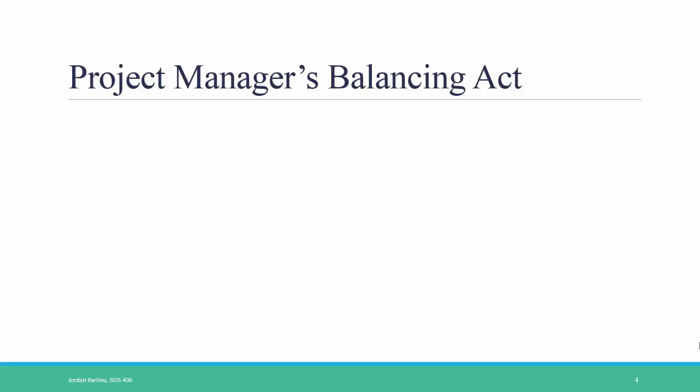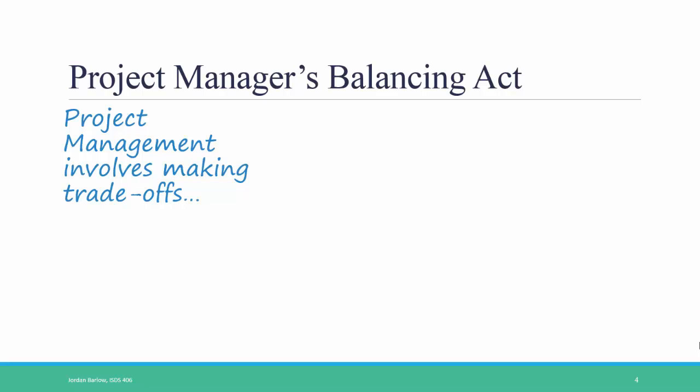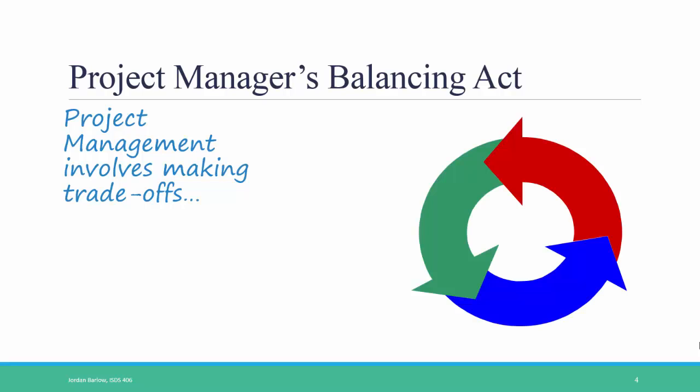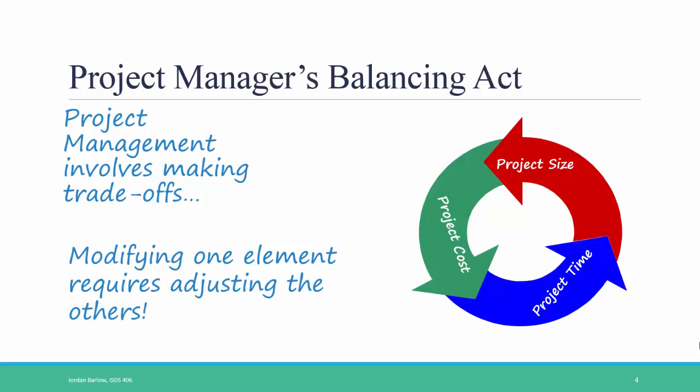A project manager's main job is a balancing act. Project management involves making key trade-offs among three critical aspects of a project: project cost, project time, and project size. Modifying any one of these requires adjusting the others. If the project becomes larger, it's either going to cost more or take more time. If you want to reduce the time of a project, you're either going to have to reduce its size or increase the cost. If you want to save costs in a project, you'll either have to reduce the size and/or reduce the amount of time you allocate toward it. While management often wants a system that is fast, good, and cheap, you can't have all three.